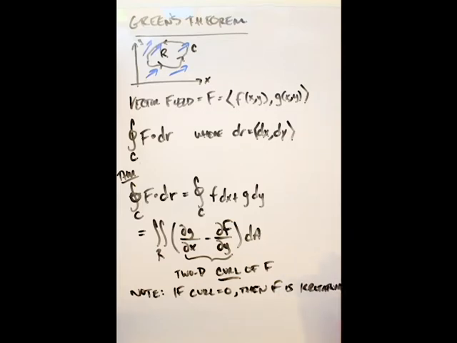Irrotational also implies that F is conservative, as long as R is a simply connected region. So if you want to figure out if your vector field is conservative, as long as R is simply connected, you just evaluate the curl and see if it's 0 or not. Alright, so let's look at an example of using this theorem.